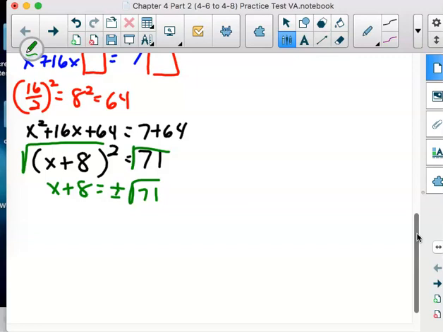Okay. Not done yet, though, because I didn't solve for x. How do you get x alone?